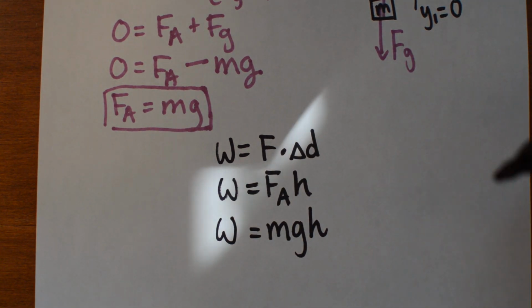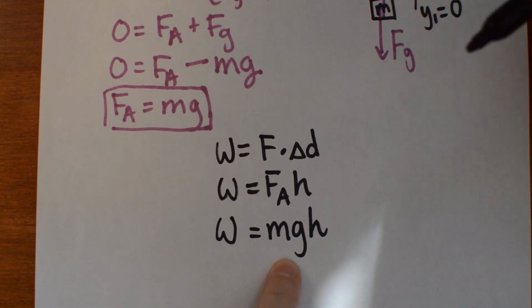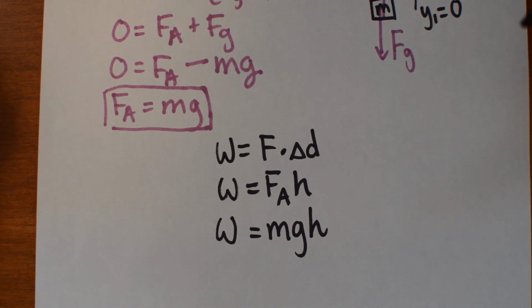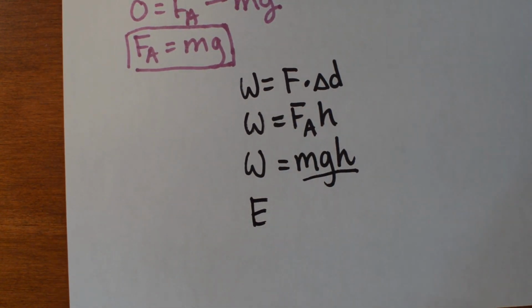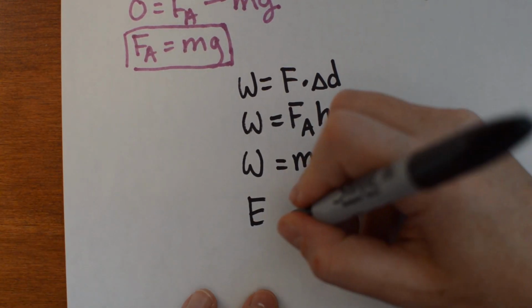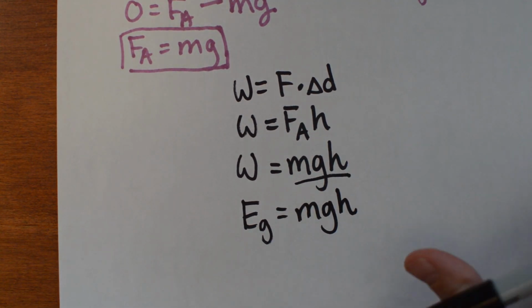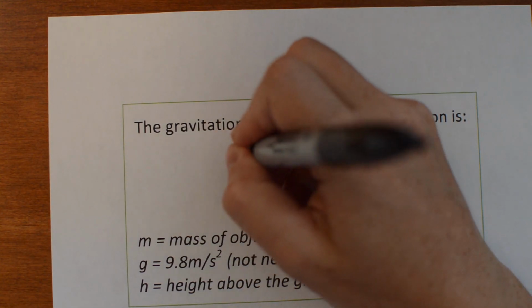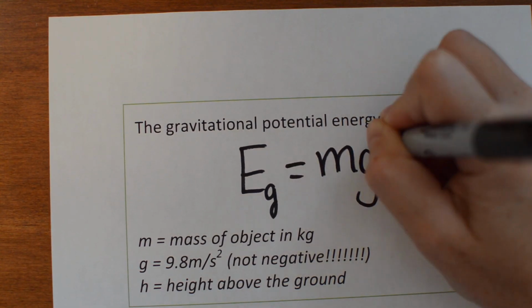Work is basically a way to talk about transferring energy. So the work done on this mass to lift it from 0 up to h is actually the energy that we give it. So the energy that it has once we've lifted it up is mgh. That means if it started with no energy when it was on the ground and now it's gained this much energy, its gravitational potential energy is mgh, which is actually the equation for gravitational potential energy. So our gravitational potential energy equation is Eg equals mgh.